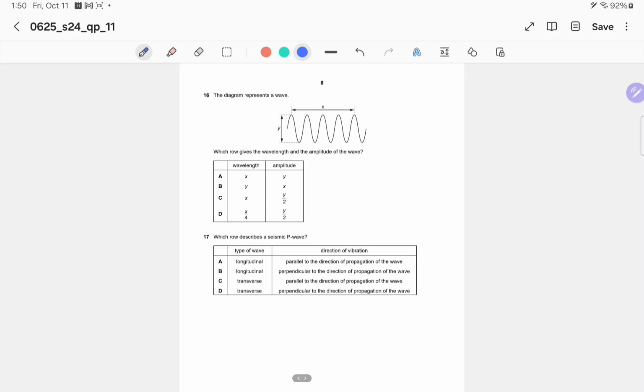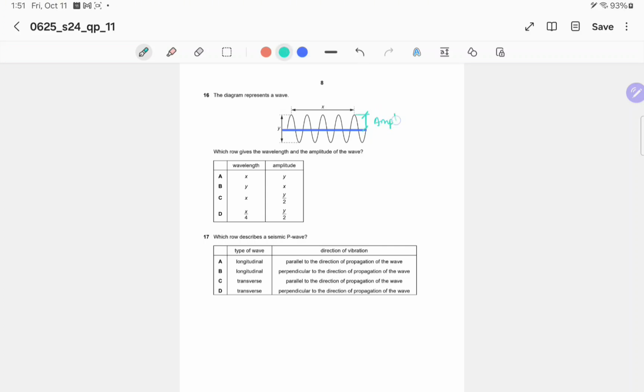Now the 16th question. The diagram represents a wave. It shows x and y. I will draw a line in between before going further into the question. Now we have to calculate the wavelength and the amplitude. Amplitude, I will mark with a color. Amplitude is this one.